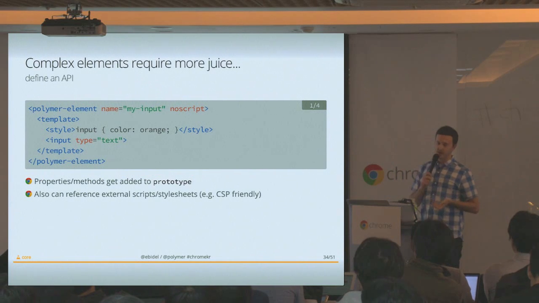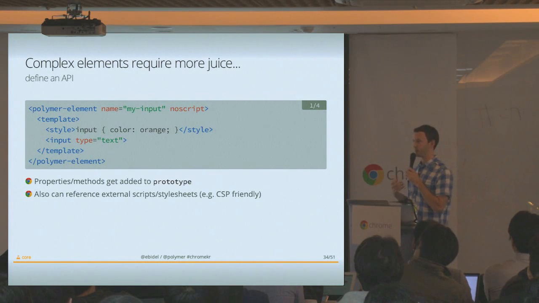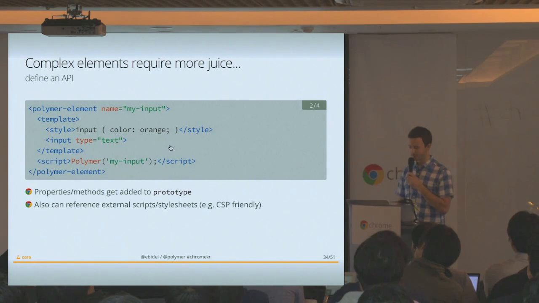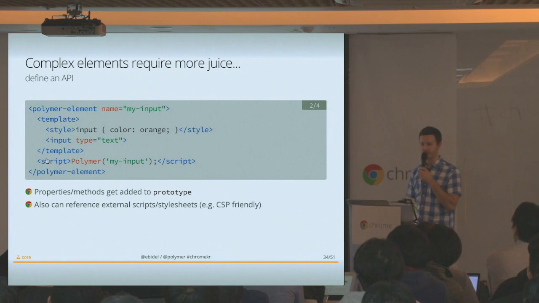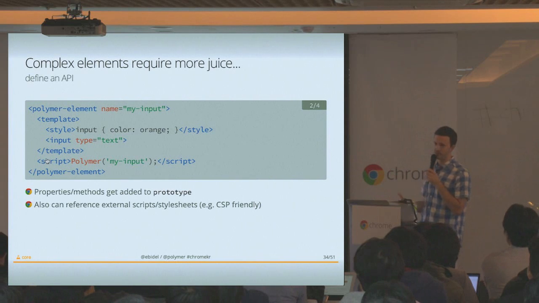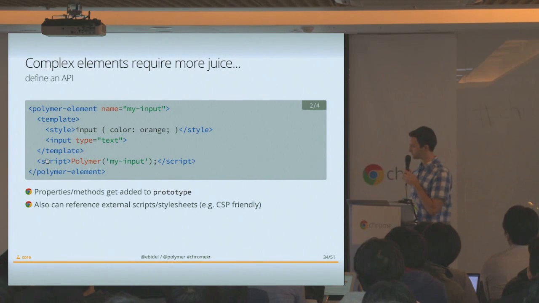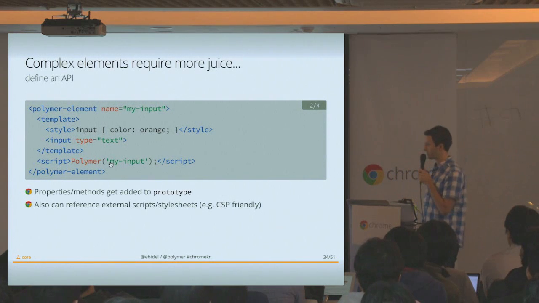But as you saw, right, we have more complex elements. So what about the photo booth application or the Gangnam style application, right? At some point, you're probably going to need to define an API. You're going to need to give your element some properties, some functions. So what we can do with this is actually take off the no script at the top, and we can inline some script inside of our Polymer element definition. So now we're working with markup, we're working with styles, and we're working with script inside of this self-contained sort of component. So we'll call the Polymer constructor and pass in the name of the tag we want to create.